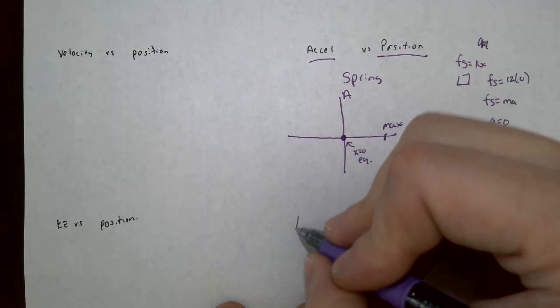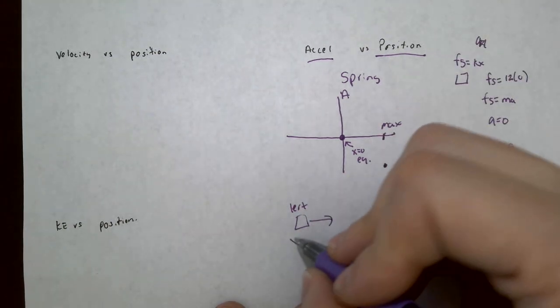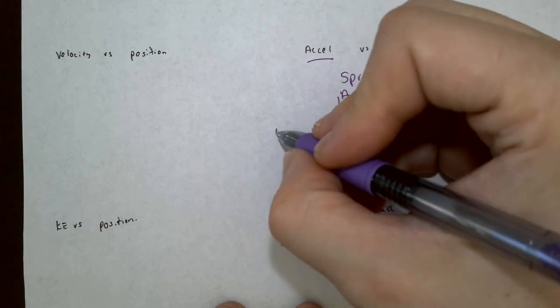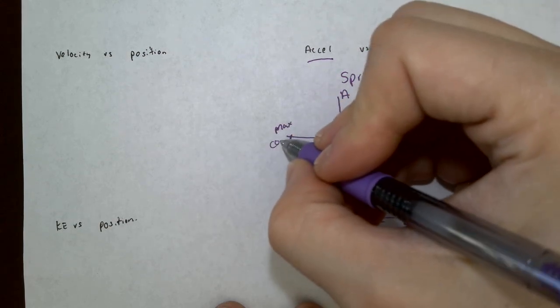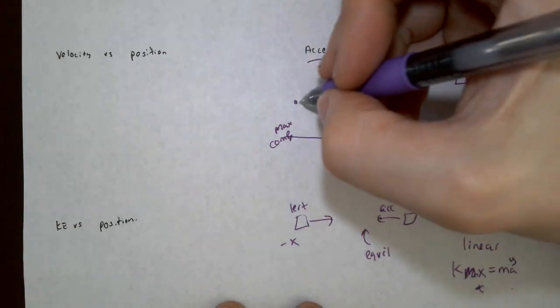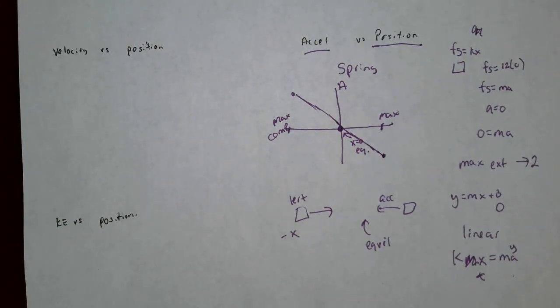And when we're on the left side, we're being pulled to the right. So we're on the left side, that's when x is negative. So here at the minimum or at the max compression, it will be up top because it's being pulled as strong as it can to the right. And that would be our acceleration graph.